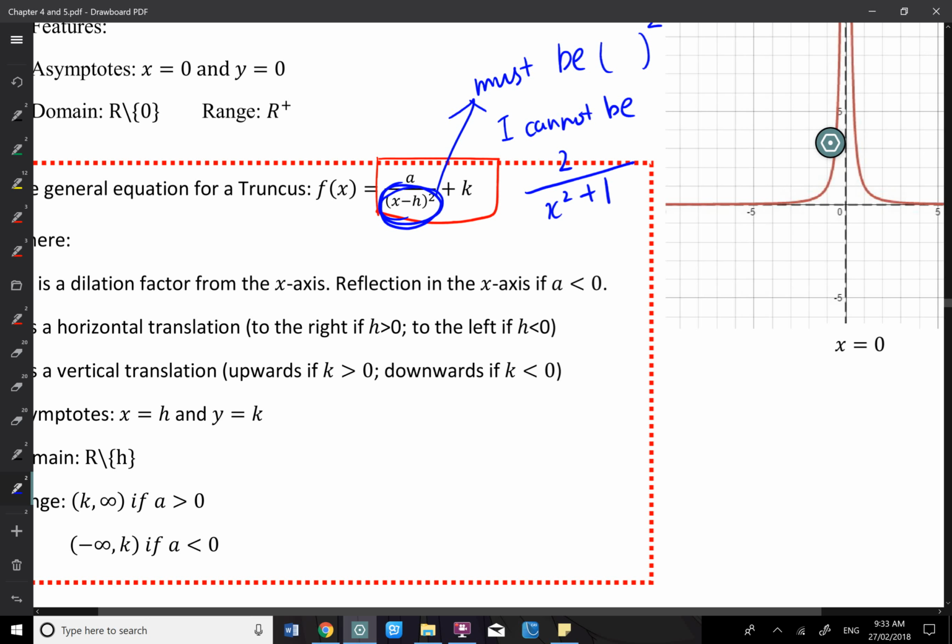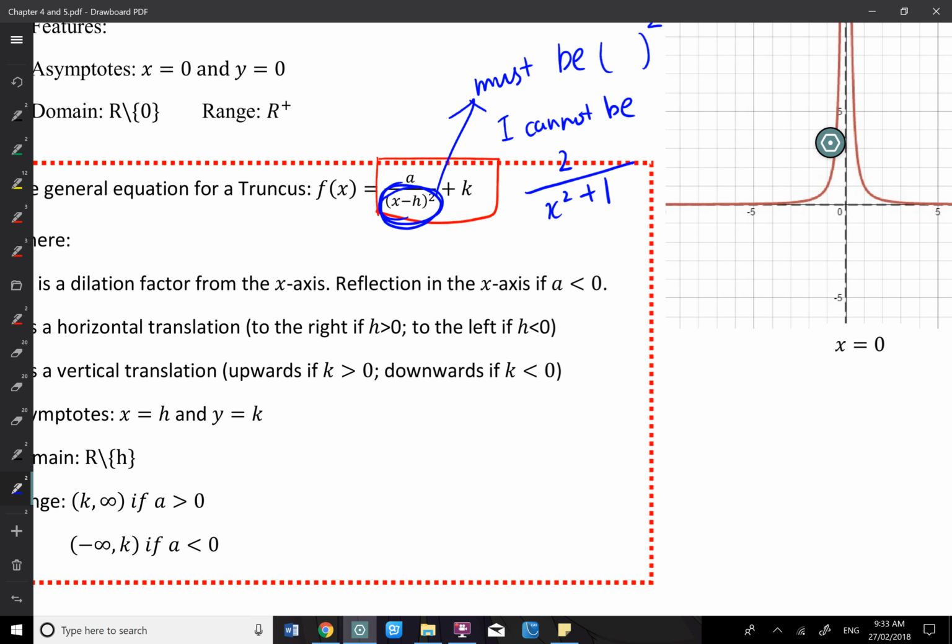Can you see the difference? You can plus the 1 with the x and then square that. You can't square it first and then plus the 1. It must be in the perfect square form. Okay, the bottom must be in the perfect square form. It can't be squared and then plus 1.